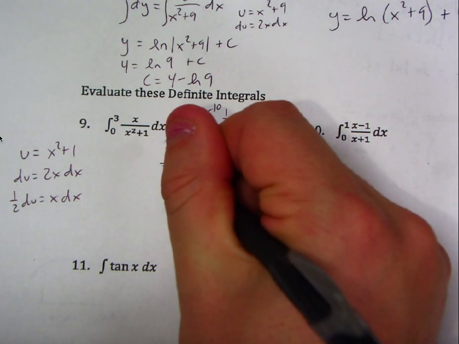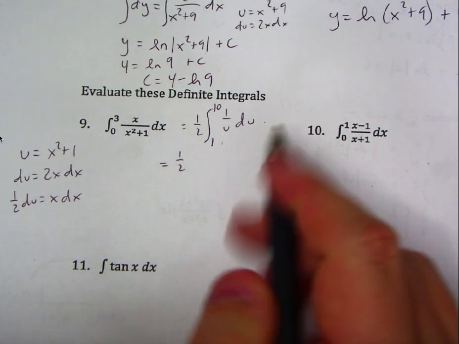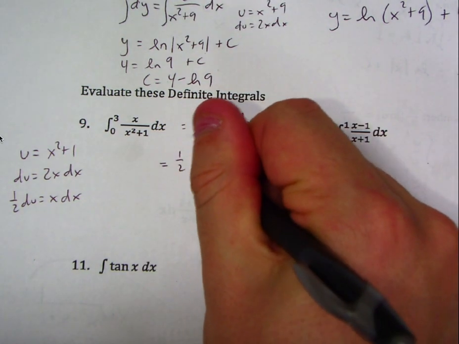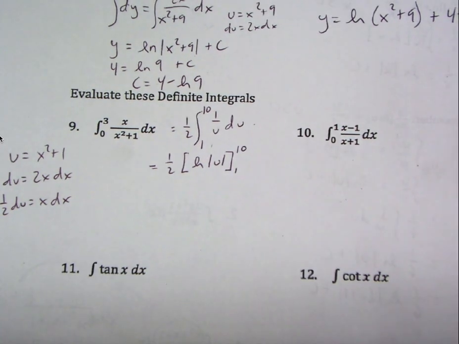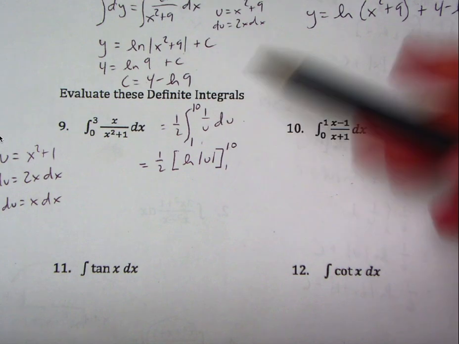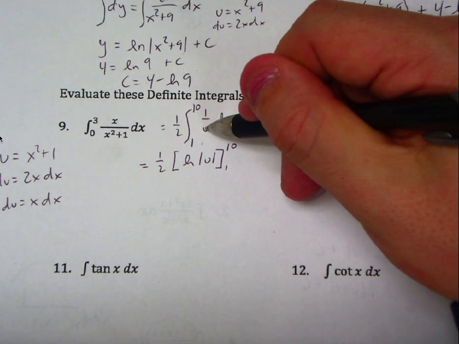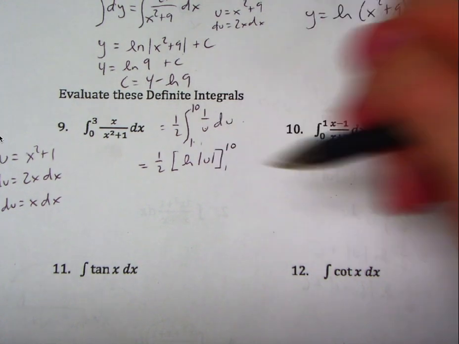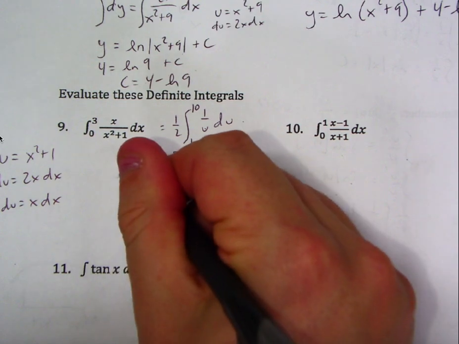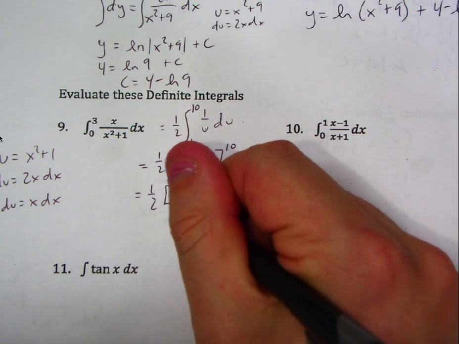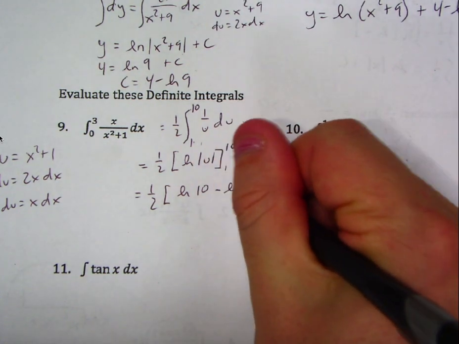So I'm going to have 1/2. And then this is going to be the natural log of the absolute value of u from 1 to 10. Remember, we're using the fundamental theorem of calculus, so we have to integrate first. Some students make a mistake of plugging 10 into right here and 1 into right here, but you have to integrate first. And now plug the 10 in and plug the 1 in. So 1/2 natural log of 10 minus natural log of 1.